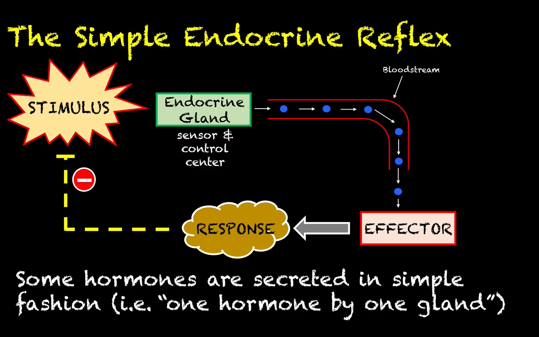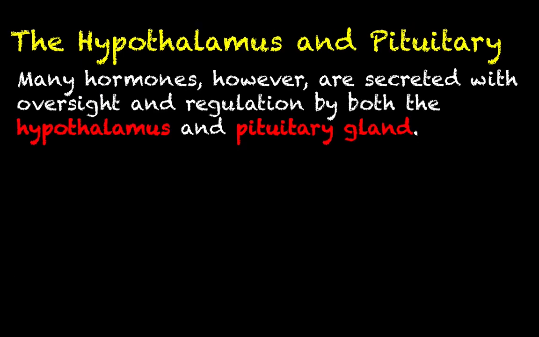So the best way to think about a simple endocrine reflex is one hormone secreted by one gland. So it sounds very simple. That's why simple is literally in the name of the reflex. But here is the issue. We are going to see simple endocrine reflexes and we are going to study them. But the issue is that a lot of endocrine responses are actually much more complicated than that.